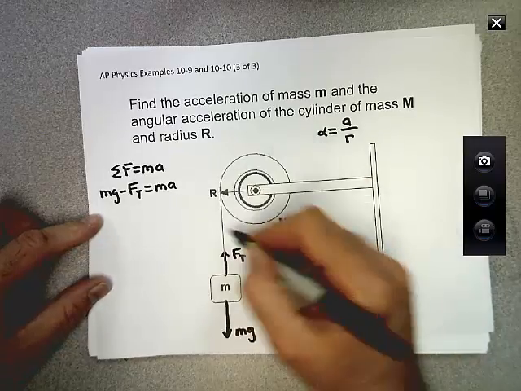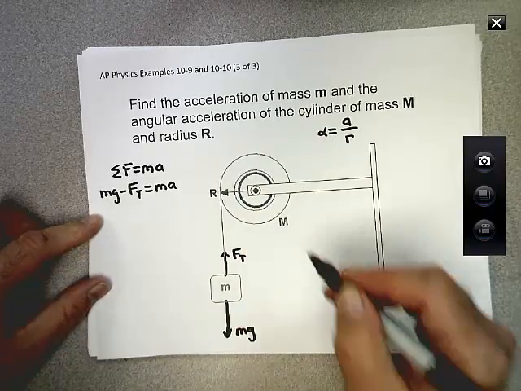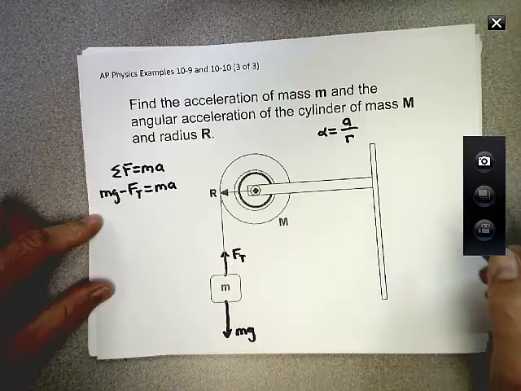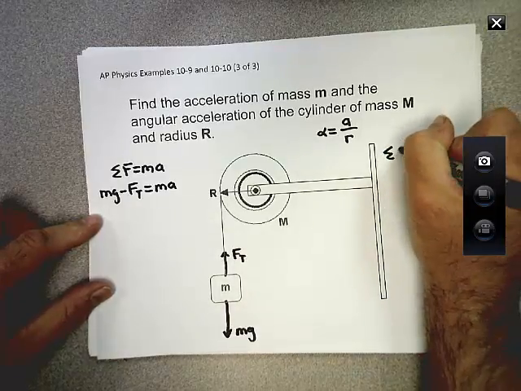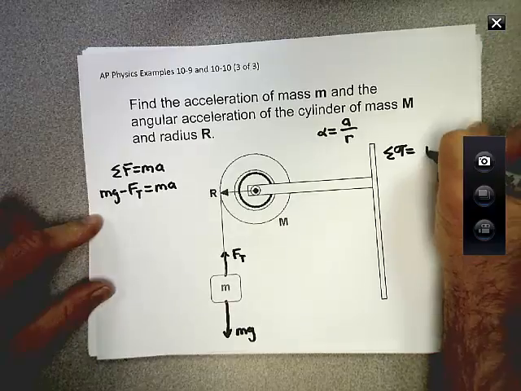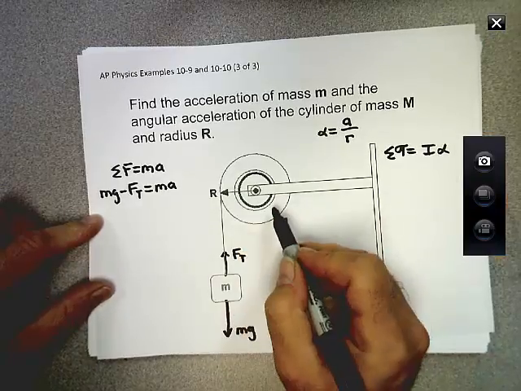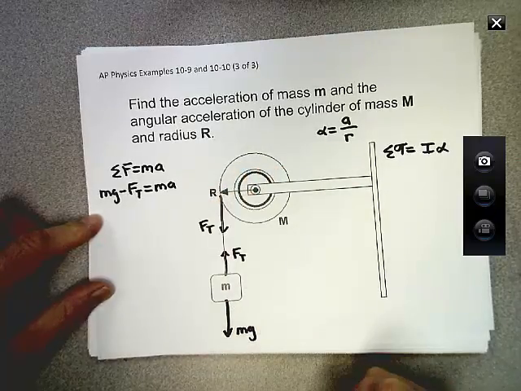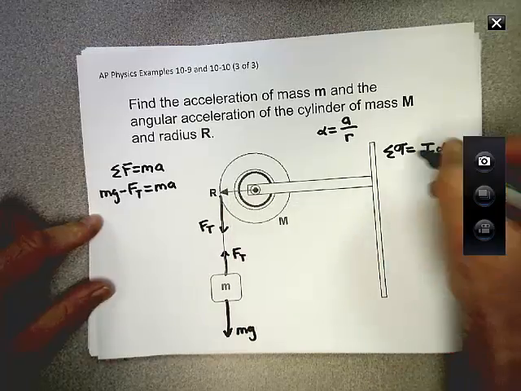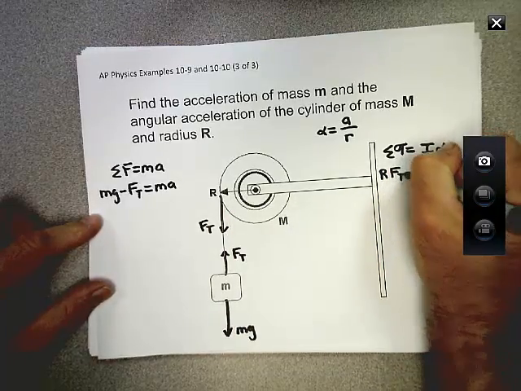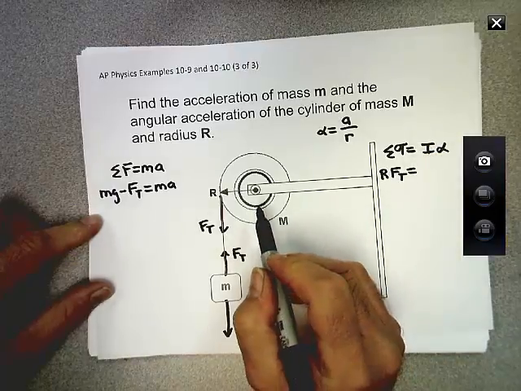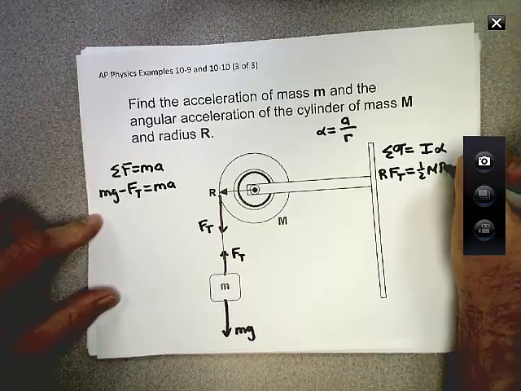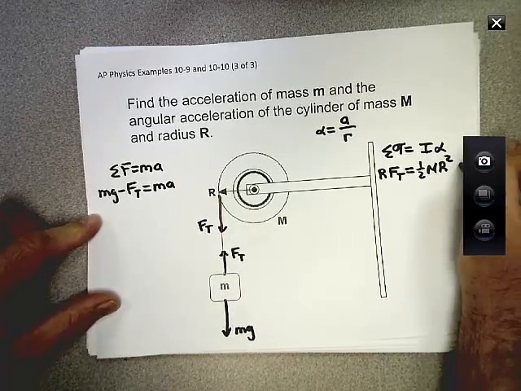Next, I'm going to take a look at the rotating cylinder. The rotating cylinder has a radius r, mass m, and to figure out its acceleration, we'll say the sum of torque equals I alpha. The only torque on this thing is this force here, which is also the tension in the string, times the radius. So I'm going to say r times F of t equals the rotational inertia of this cylinder, which is 1/2 mr squared, times alpha.